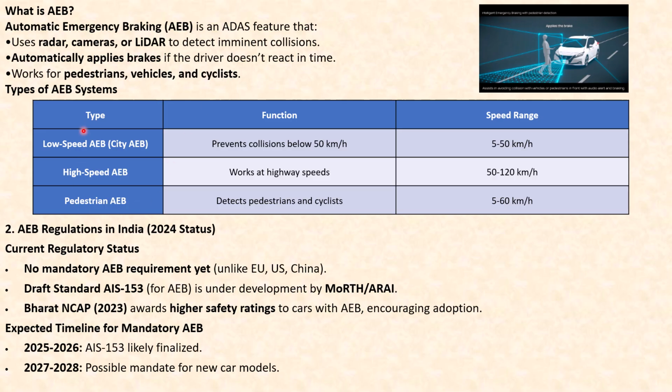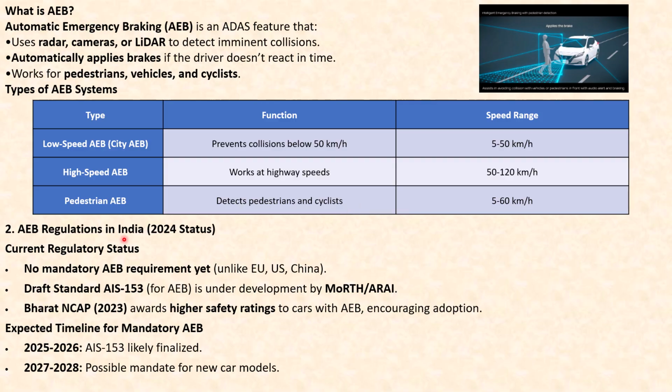Now what are the various types of AEB systems? Low speed AEB, or city AEB, prevents collision below 50 km per hour. The speed range is 5 to 50 km per hour. Next comes the high speed AEB, which works at highway speeds, in the speed range of 50 to 120 km per hour. And coming to pedestrian AEB, it detects pedestrians and cyclists. Again, it works at 5 to 60 km per hour. So these are the speed ranges and these are the functions.